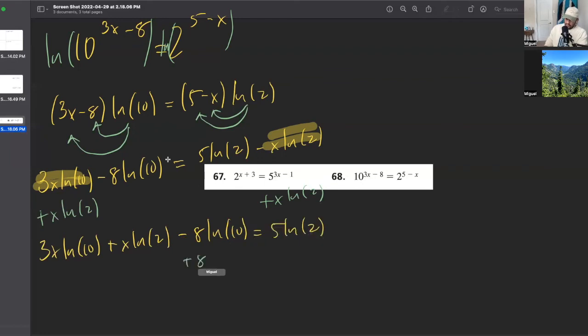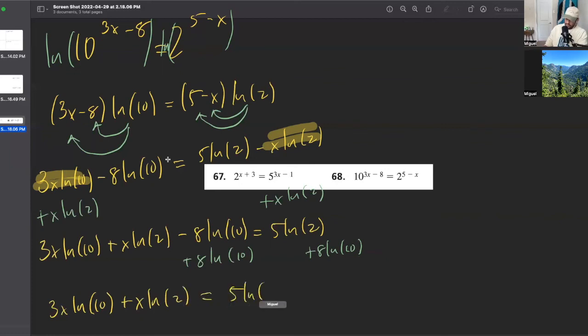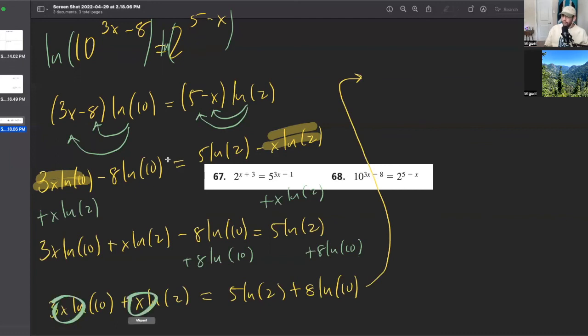And then I can add the constant, the 8 natural log of 10, to the other side. And we are almost done. Let me just write this down. So I have 5 natural log of 2 plus 8 natural log of 10. And as the second to last step, I should factor out an x from both of the values on the left side. So I have x times 3 natural log of 10 plus natural log of 2 equals 5 natural log of 2 plus 8 natural log of 10.